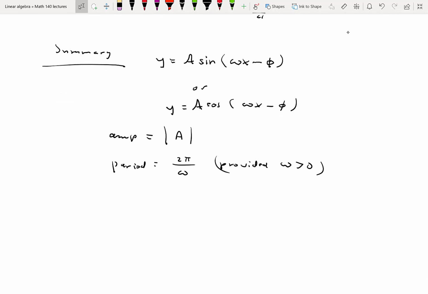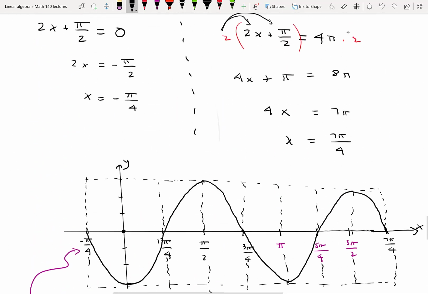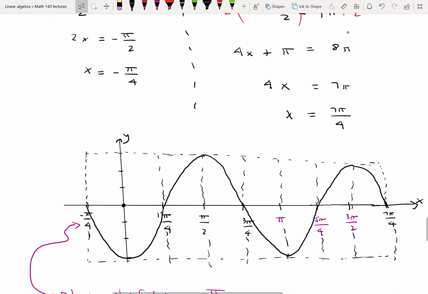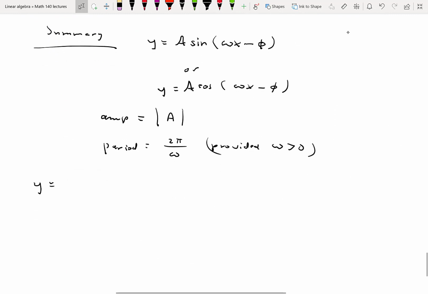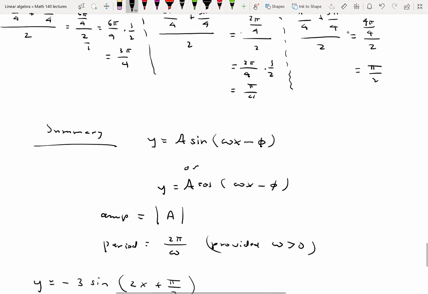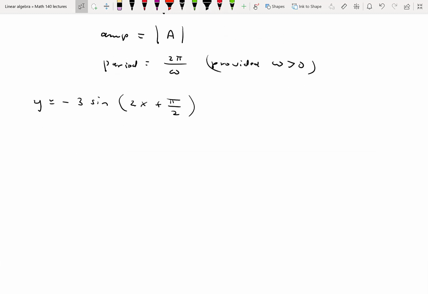So what's the phase shift? The phase shift is not phi. Let's take a look again, not at the whole thing, but just the equation we did before. It was negative 3 sine(2x plus pi over 2). And we said that the phase shift was negative pi over 4. That phase shift is the new starting point for the graph.